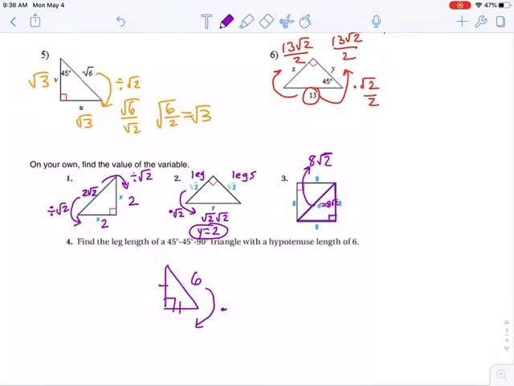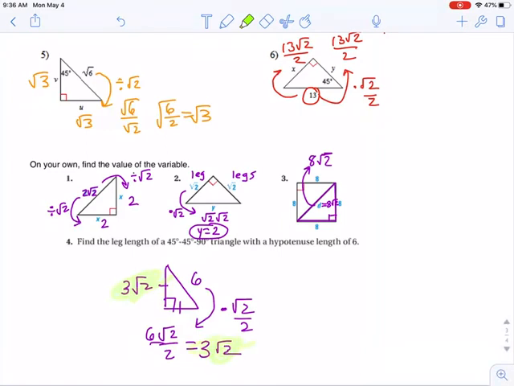And then find the leg of a 45, 45, 90 triangle with a hypotenuse 6. All right, this is going to be a case where I want to multiply by radical 2 over 2. So I'm going to have 6 radical 2 over 2, or just 3 radical 2. And that would be 3 radical 2 over there as well.